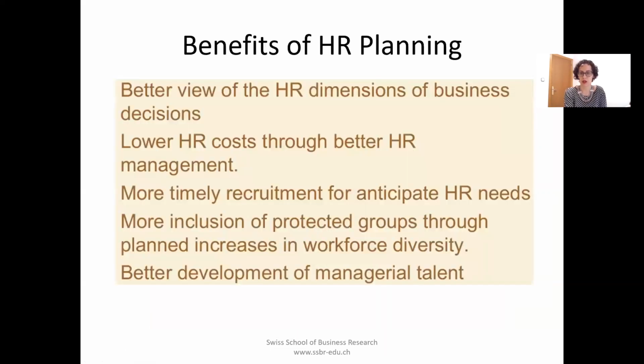So to finish off, what are the benefits and the problems in HR planning? Well, the benefits are very clear, of course. We can get a better understanding and a very clear, realistic picture of the dimensions of our human resources when we are making strategic business decisions. Through better HR management, we can lower our labor costs. We have already seen that in previous slides. We can also have a more timely recruitment, which allows us to anticipate HR needs. And we can also include projected groups through planned increases in workforce diversity. And of course, we can better develop managerial talent.